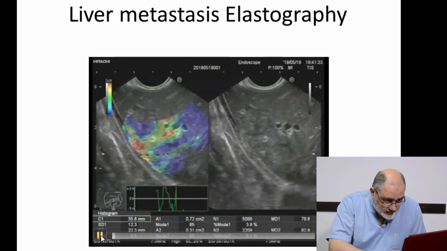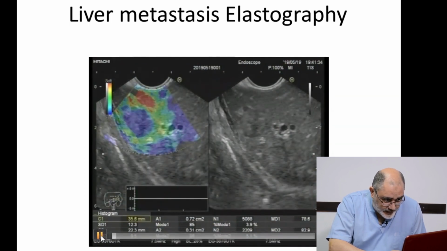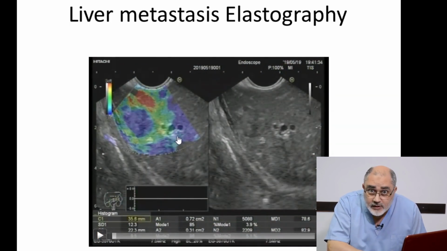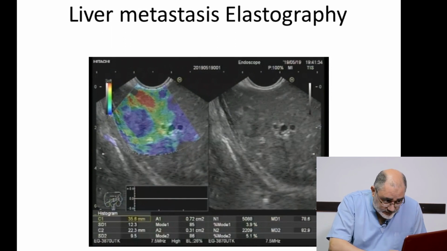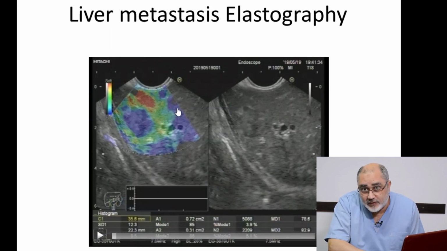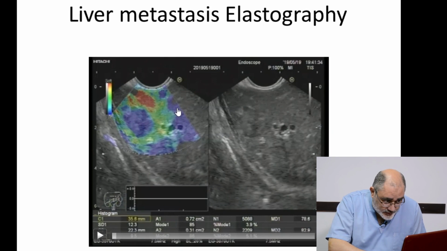Yes, very nicely, very accurate, really, in the liver. It is very accurate in the liver, more than in the pancreas, because in the liver, it compares a very solid lesion with the normal soft liver. So the difference is marked. So this is clearly a blue color mass.